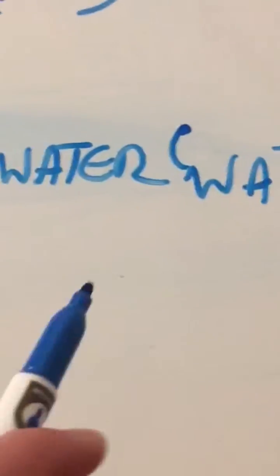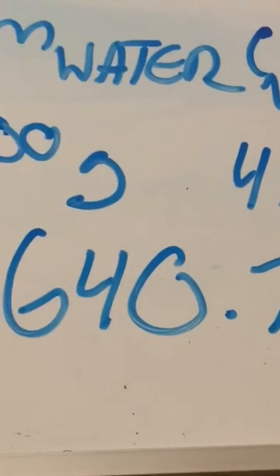With our formula, we will plug in our numbers. We have 100 grams with 4.18 times 8.71, and that will equal 3,640.78.